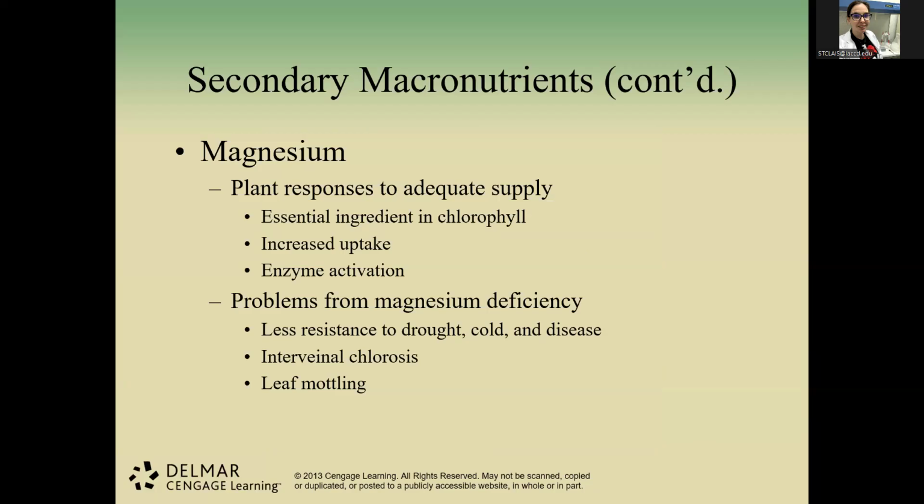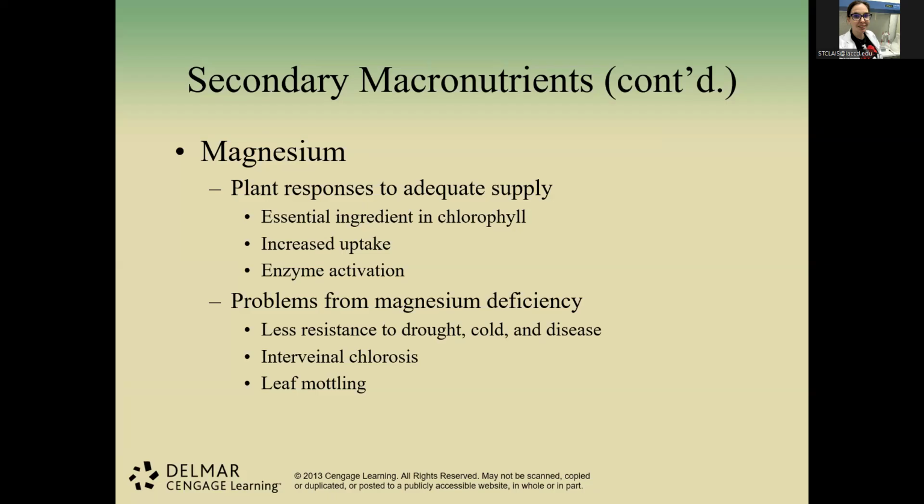Another important secondary macronutrient is magnesium. If there's an adequate supply of magnesium, the plants will be green, right? The magnesium is the essential ingredient in chlorophyll. Plants will have increased uptake of other nutrients, and because magnesium is an enzyme cofactor, there will also be enzyme activation.